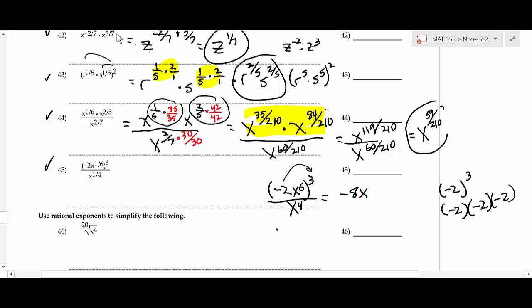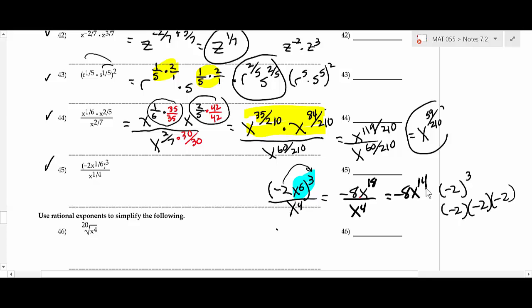Now, what do you do with this piece of the problem right there? Do you add those exponents or multiply them? Multiply them. How do you know? Parenthesis, exponent inside, exponent outside. You got to recognize that. So that's going to be x to the 18th, then all over x to the 4th. Then what do you do with the exponents on the 18 and 4? You subtract. So that's going to be negative 8 x to the 14th, correct?